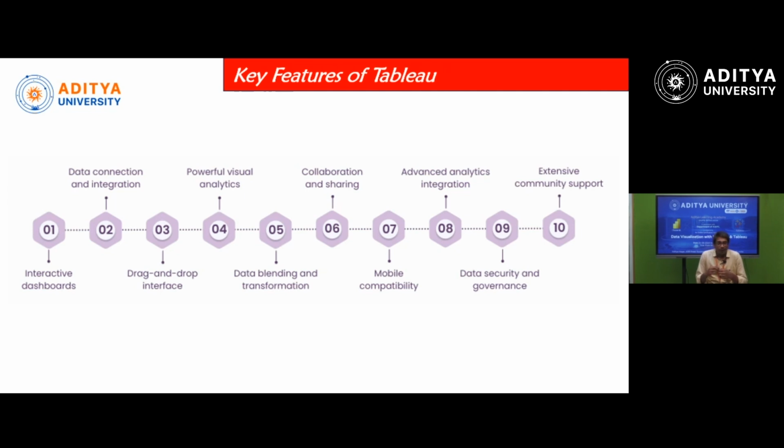Next, we go for collaboration and sharing. Whenever you generate a report, that report can be shared with your colleagues in your team or other team members, and you can collaborate among yourselves and finalize the report. Or if you want any updates in that particular report, you can do it. So collaboration among the team by sharing that report is called collaboration and sharing.